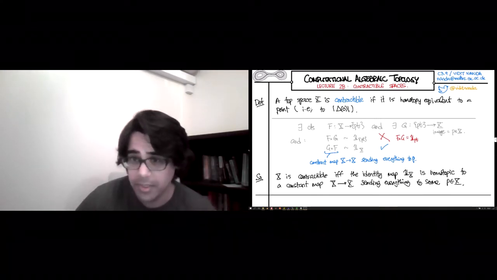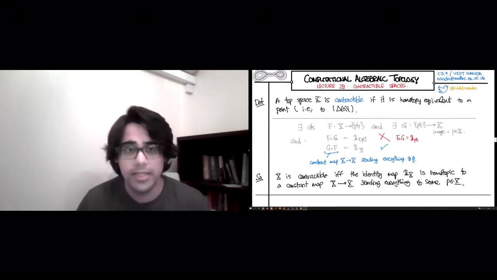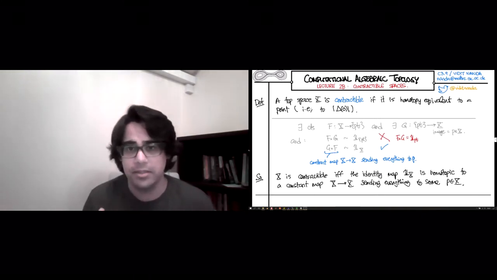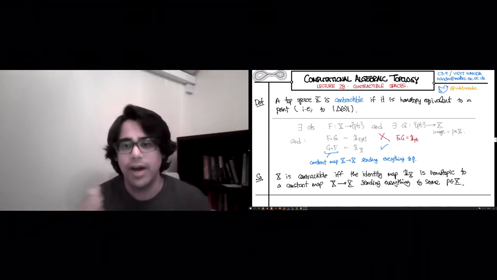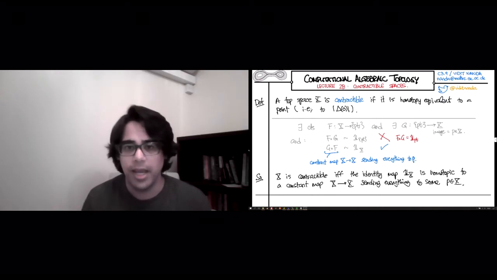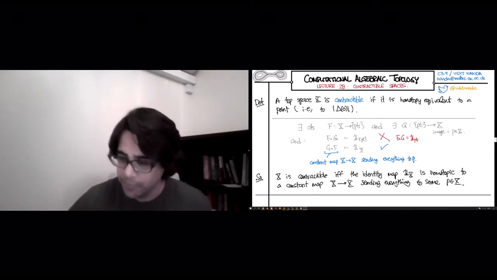It's equivalent completely to the definition. So basically, you can either show a space is contractible through some other means, or if you want to change the definition, what it means is you can find a homotopy from the identity map to a constant map.